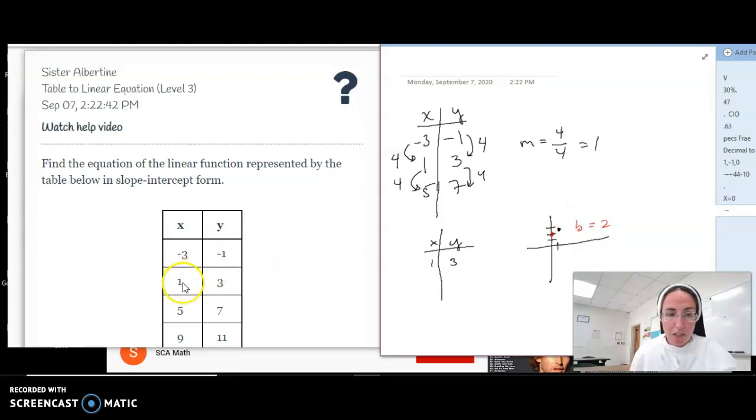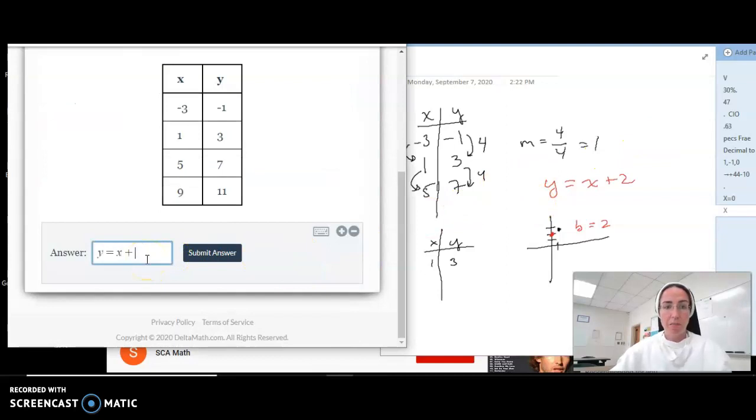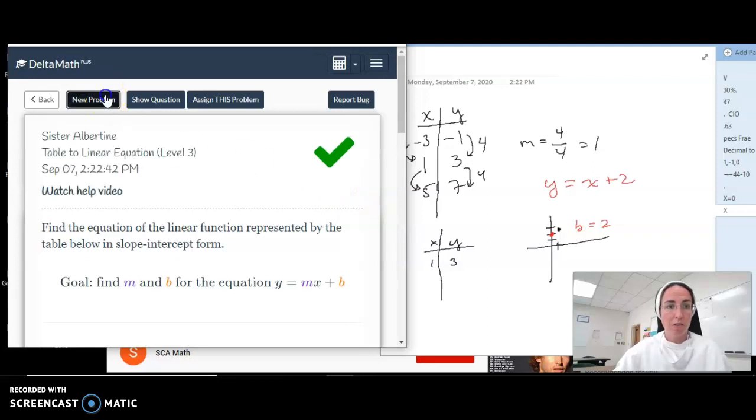And again, I can just imagine if I move backwards by 1, I can move backwards by 1 on the y as well because my slope is 1. So my answer is going to be x plus 2. And that's all there is to it. But each one is going to be very different. So let's do another one.